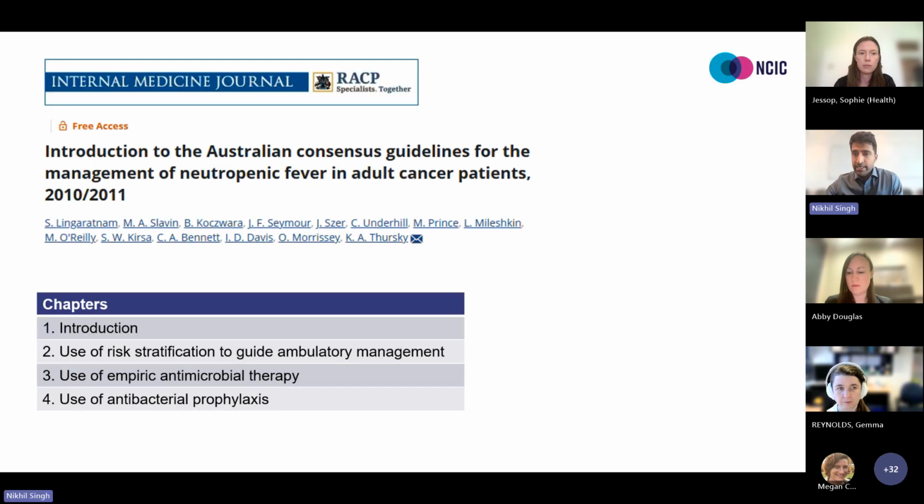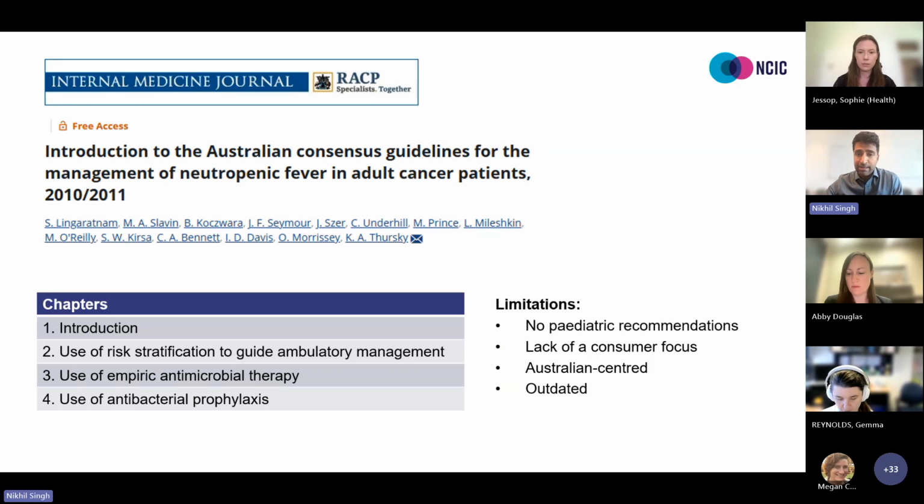So just as some context, the last Australian consensus guidelines were published in 2011. There were 4 chapters, an introductory chapter, as well as chapters on ambulatory management, use of empiric antimicrobial therapy, and use of antibacterial prophylaxis. Notably, there were several limitations of these guidelines that we had noted.